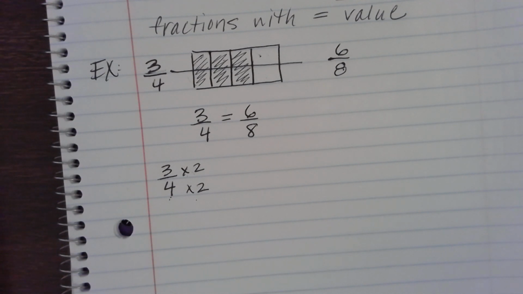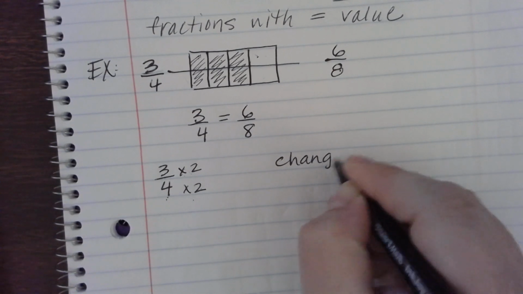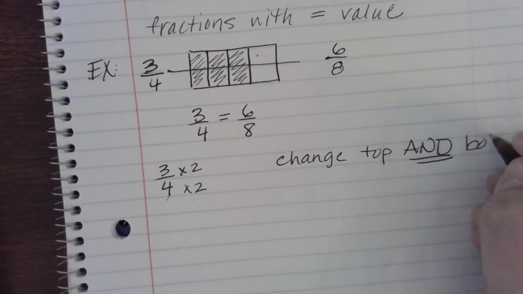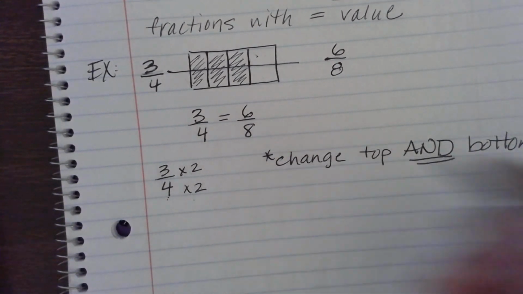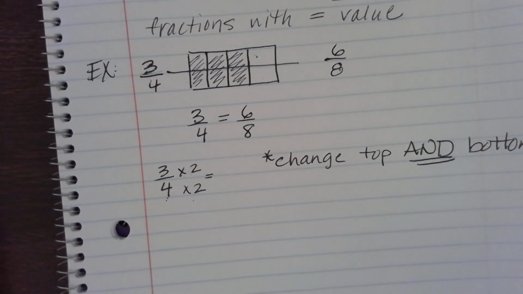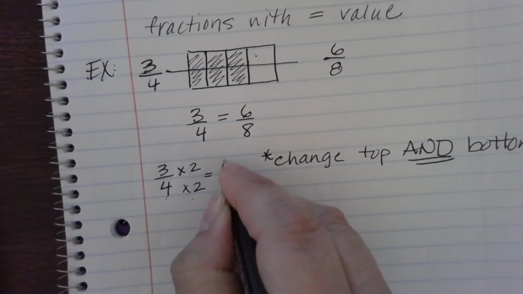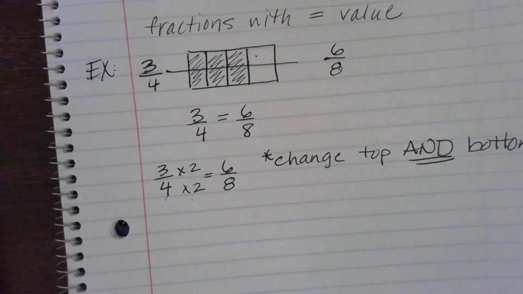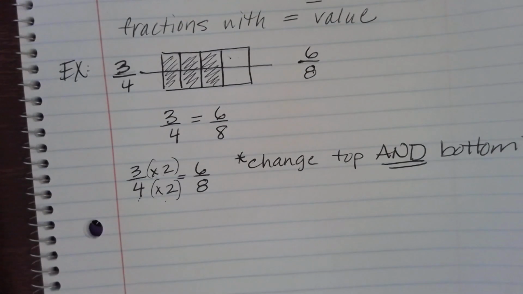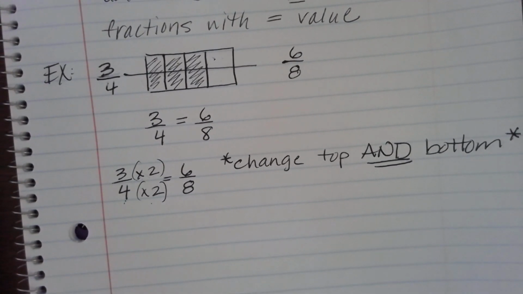So they have to be changed on top and on bottom. Right here, I want you to write change top and bottom. Of course, our real math talk would be change numerator and denominator. While you're doing that, I'm going to go ahead and multiply both, which of course gives us our 6/8. What I do to the top, I do to the bottom. We will be saying that over and over and over.